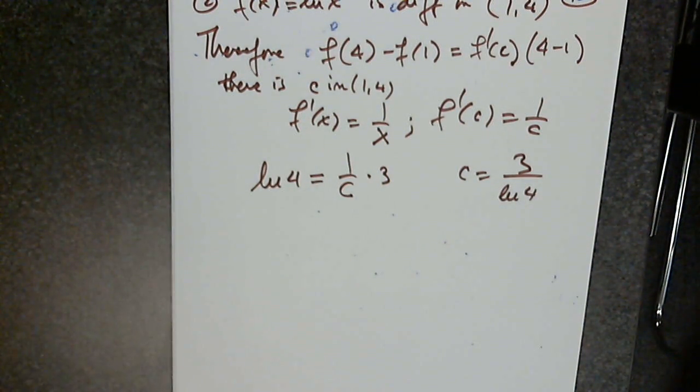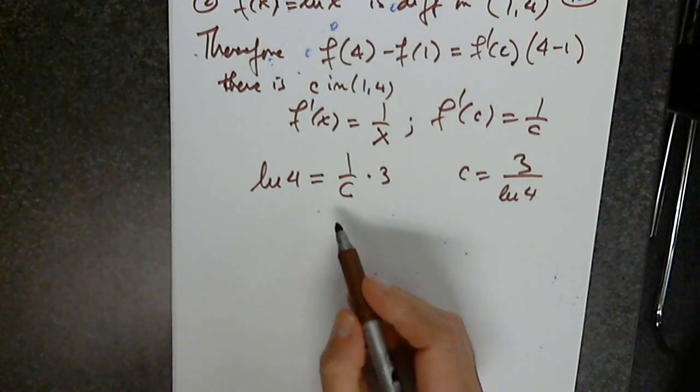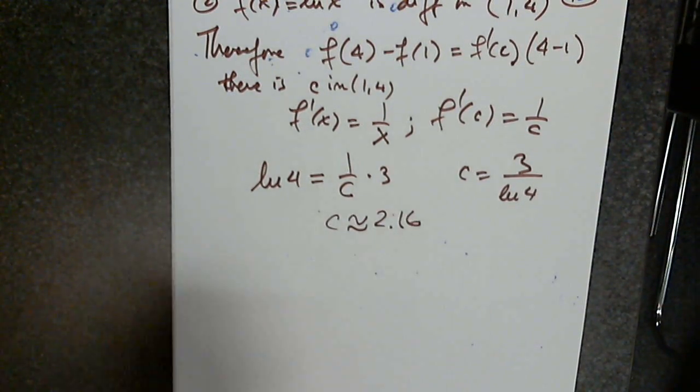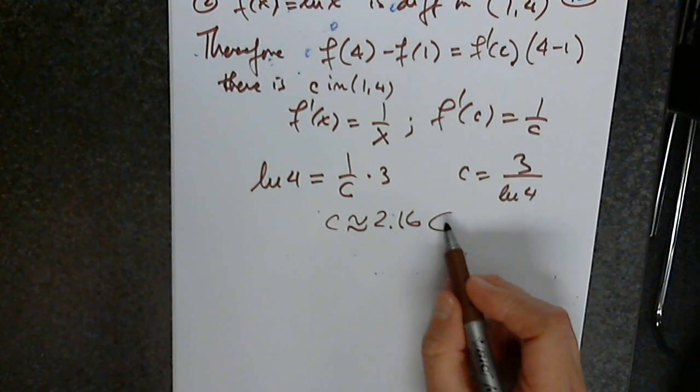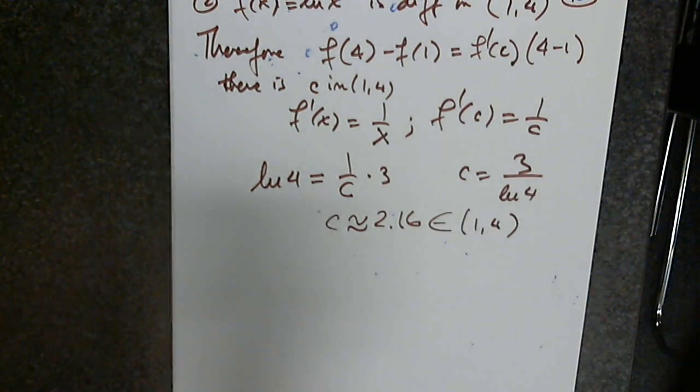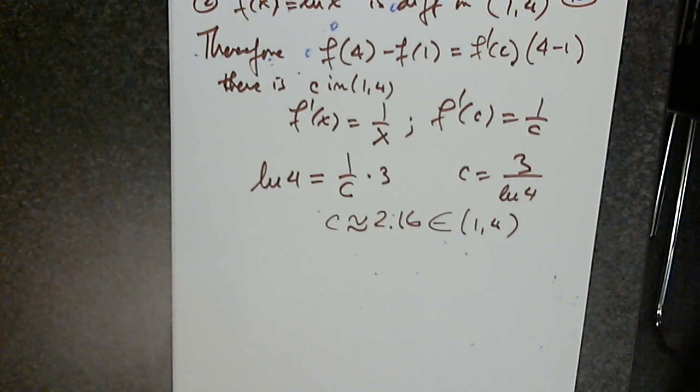And the answer, when I punch in the calculator, it better be where? Between 1 and 4. So when I divide 3 by natural log 4, I get 2.16. So c is approximately 2.16, which is indeed in the interval 1 comma 4. Questions?